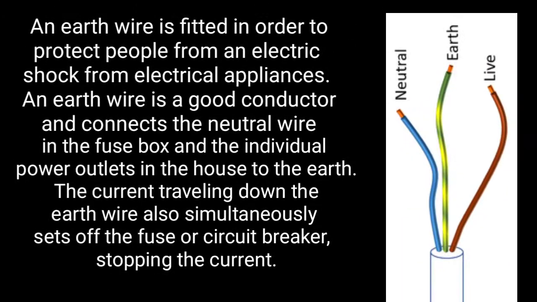An earth wire. An earth wire is fitted in order to protect people from an electric shock from electrical appliances. It is a good conductor and connects the neutral wire in the fuse box and the individual power outlets in the house to the earth. The current traveling down the earth wire also simultaneously sets off the fuse or circuit breaker, stopping the current.